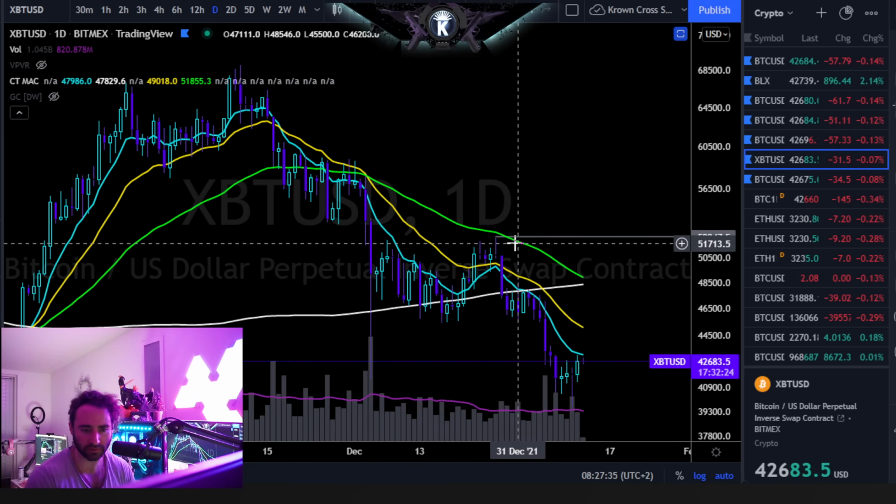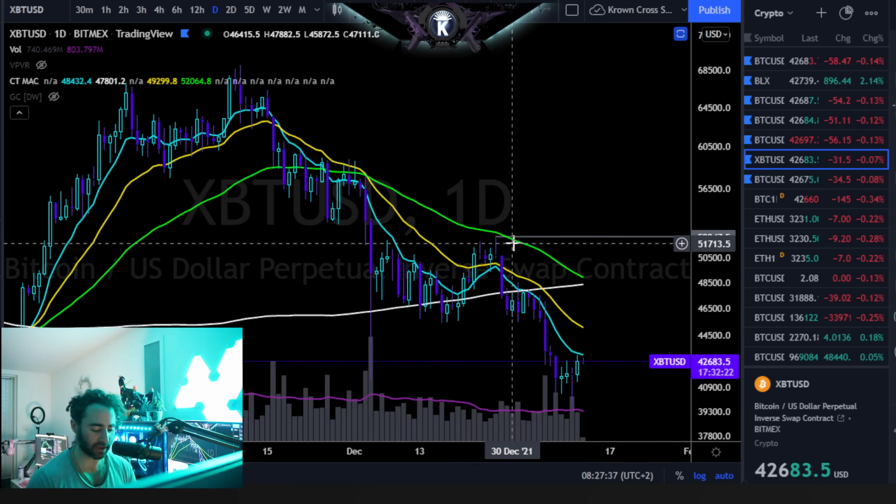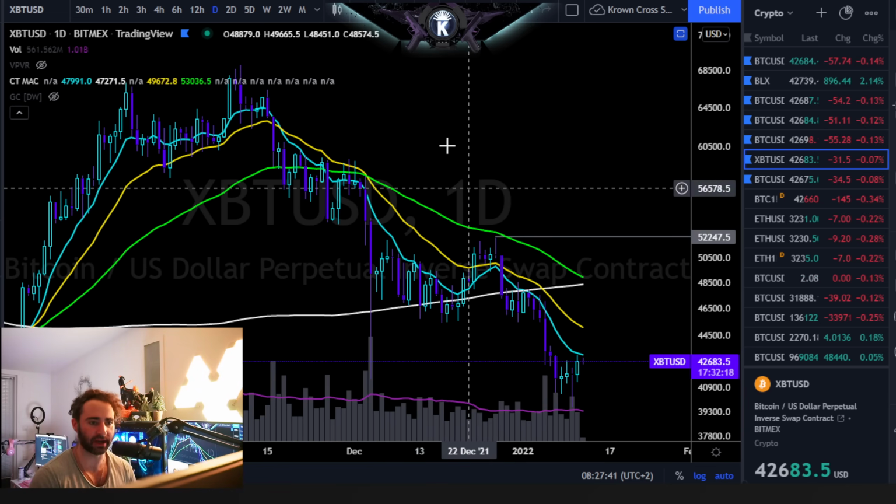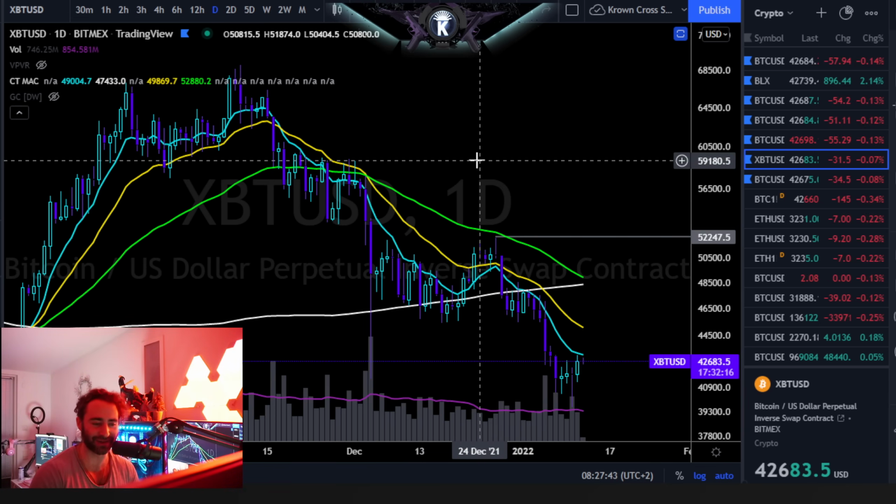And then the full-on confirmation, no more questions asked, talk about moon parties and stuff like that again, would be back above $52,000, or not all-time highs, but prior range highs right there.